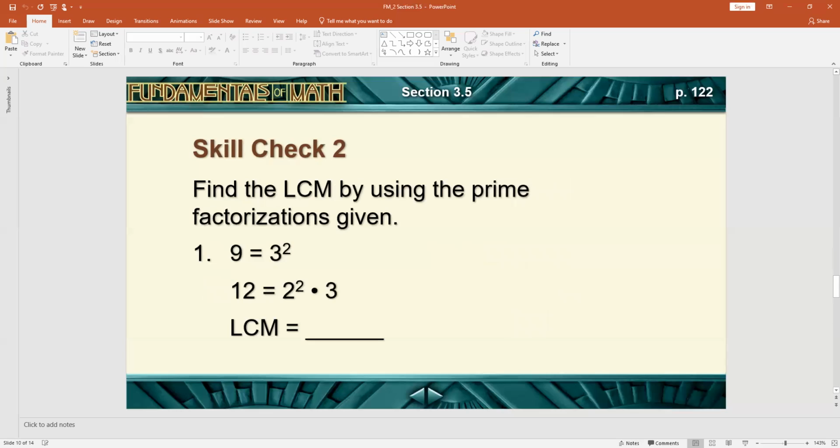So let me make sure there's no other notes I need to include. Well, we'll just continue with the skill check.